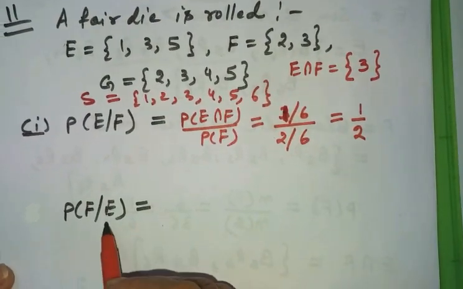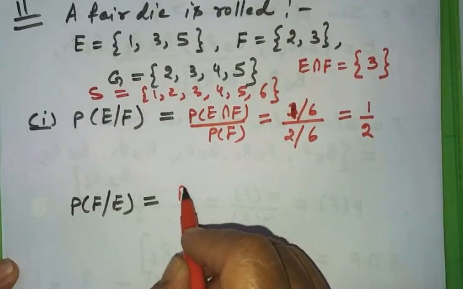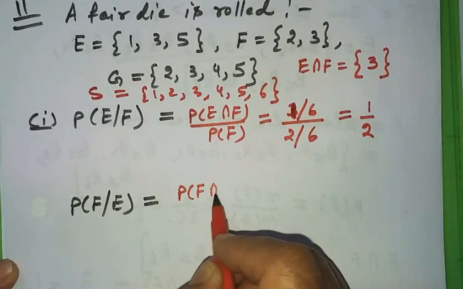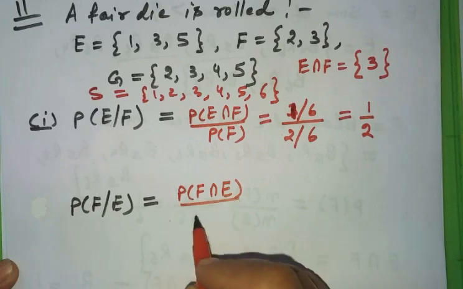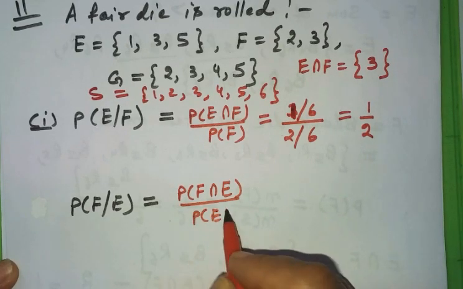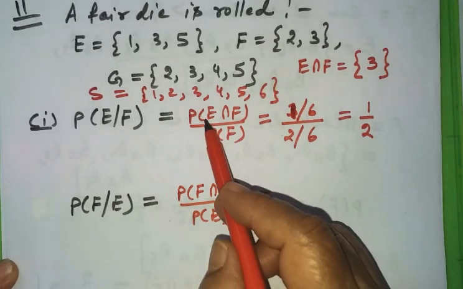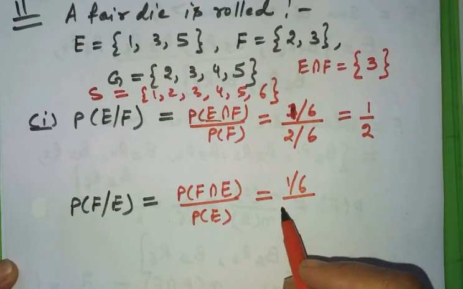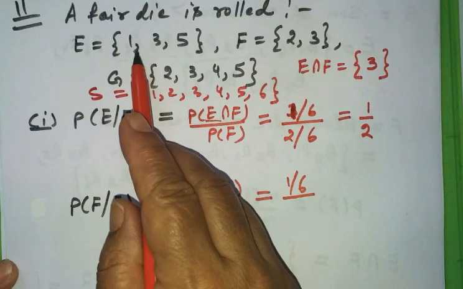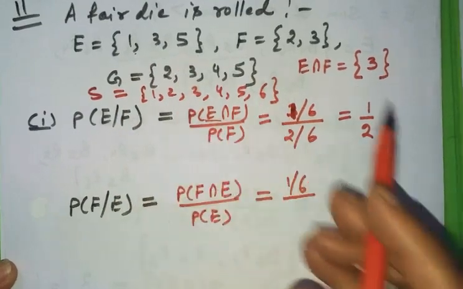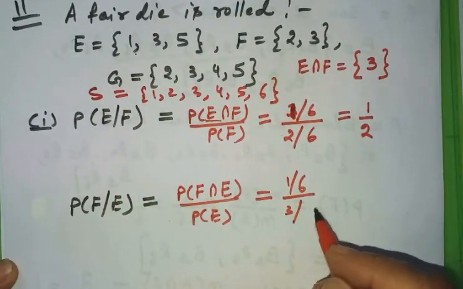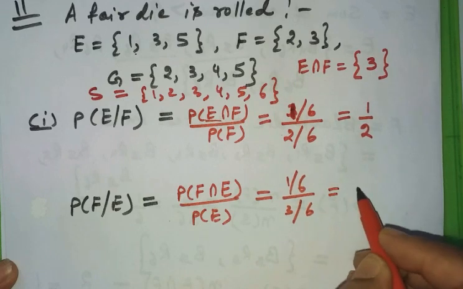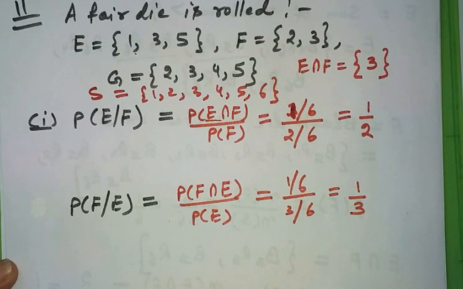And similarly, if I write P(F|E), this is equal to probability of F intersection E divided by probability of E. E intersection F and F intersection E are the same, so this is again 1 by 6. And for the probability of E, let us count the number of elements in E, which is 3, divided by the total number of elements in the sample space, so it also comes out to be 1 upon 3.